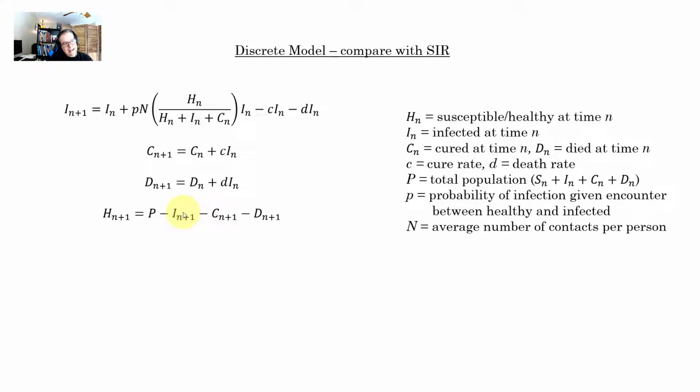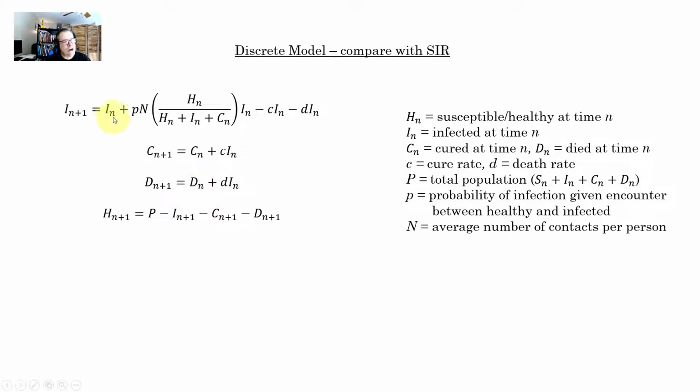But what I want to do right here is make the connection back to the expressions in the standard SIR model. So the first thing that we could do is just recognize that I sub n plus 1 is this future number of infected. I sub n is the previous or current number of infected. This is the next step number of cured based on the previous number of cured, and the next increment in time, the number that died is based on the current number that died.